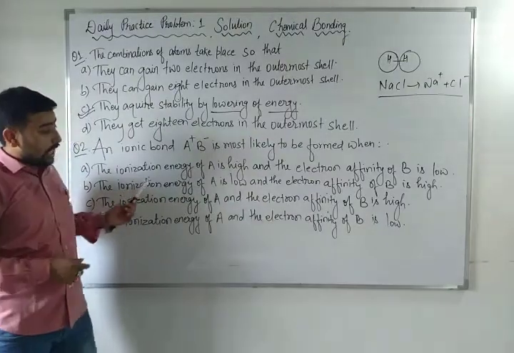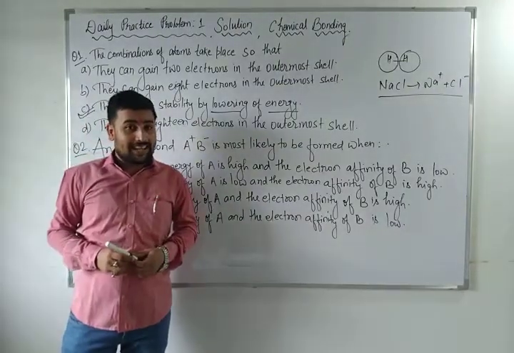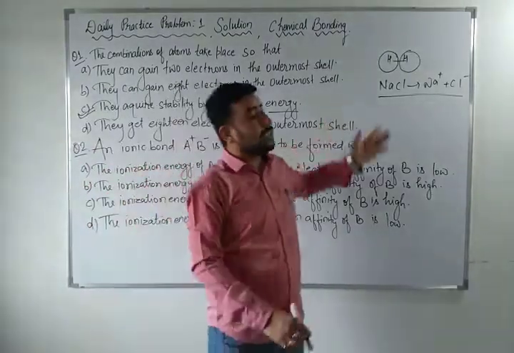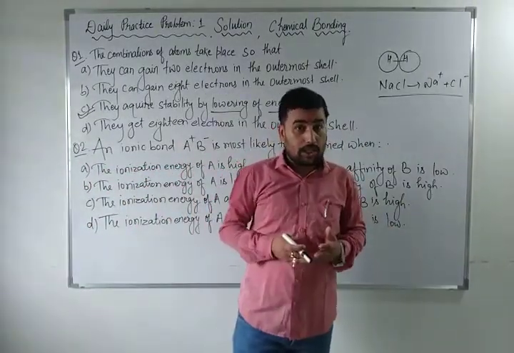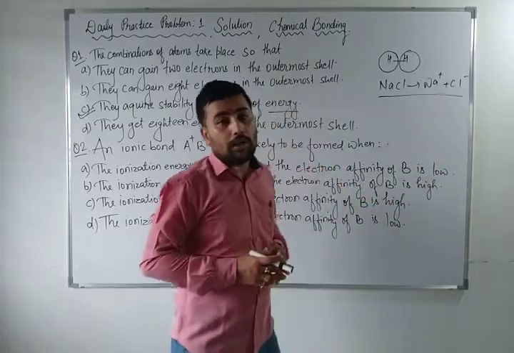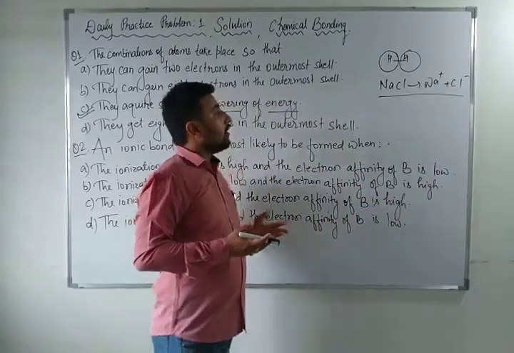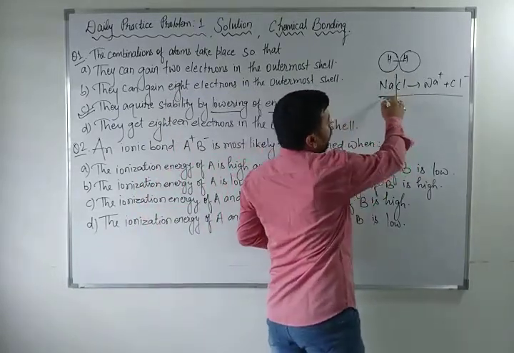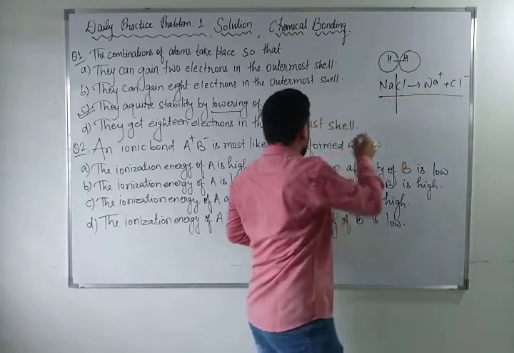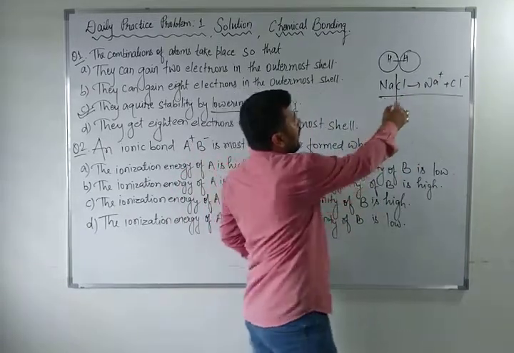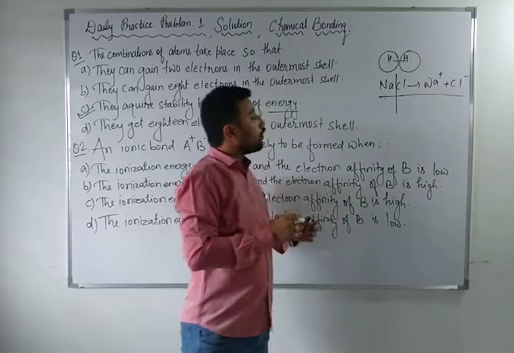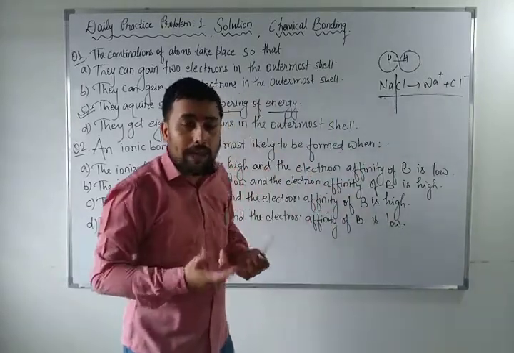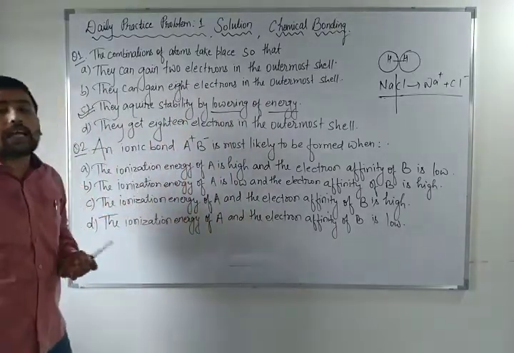The ionization energy of the cation is high. The question wants to say that if I talk about sodium, then Na+ will have a high ionization energy and Cl- will have a low electron affinity. Not possible. Here just remember, the ionization potential must be low and the electron affinity, or you can say the electron gain enthalpy, should be high. So by lowering their energy, as the cation loses its electron very easily, the ionization energy must be low.